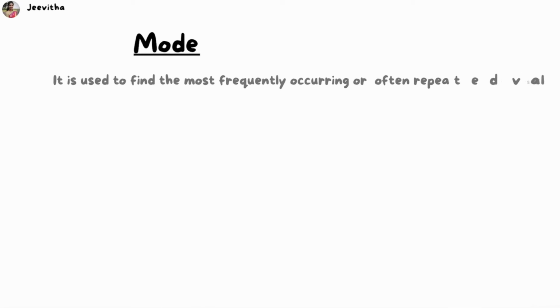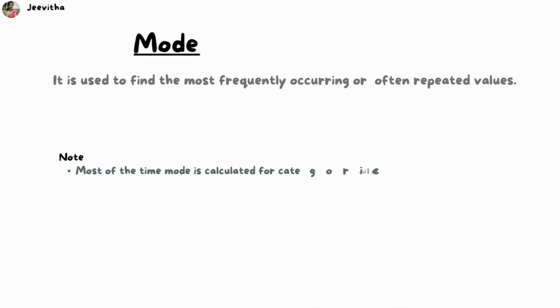Now let's see what the mode is. Mode is nothing but the most frequently occurring or the most often repeated value. The mode is often calculated on categorical data, and there can be zero mode, there can be bimodal, and also multimodal. Whenever you want to know the most frequently occurring value, let's imagine you have male and female. If you want to know whether the most frequent gender is male or female, in that case you can go with the mode.